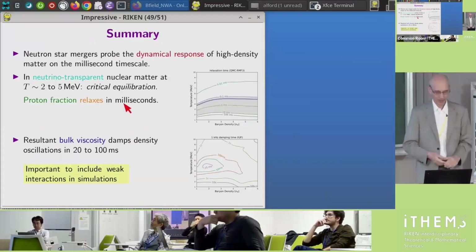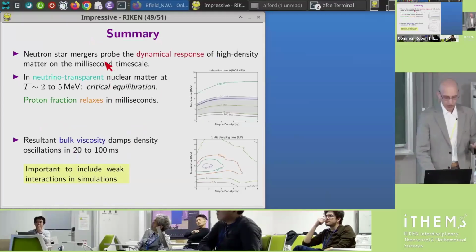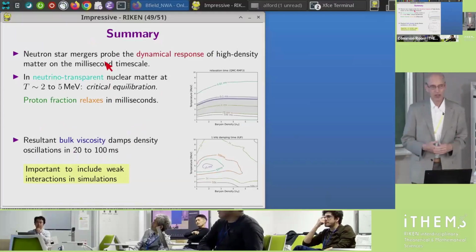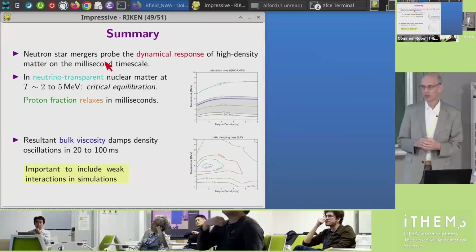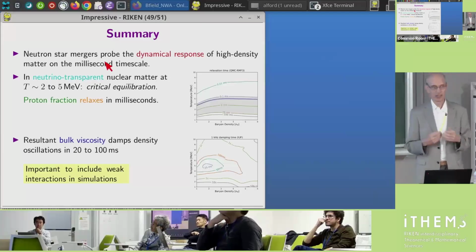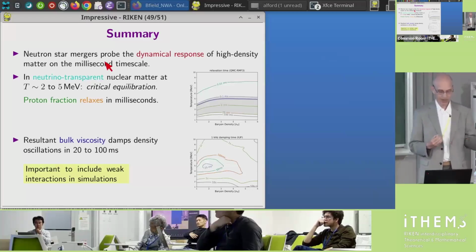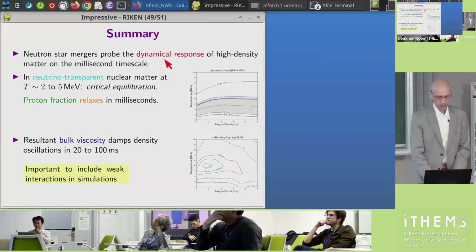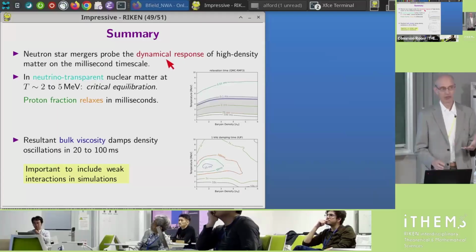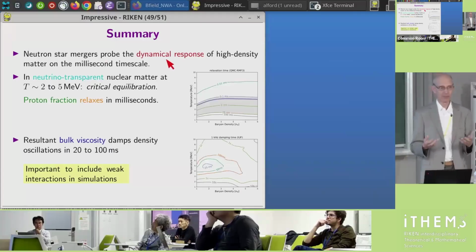of the talk. So the summary is neutron star mergers are interesting because they probe not only a range of temperatures that we don't generally see in single neutron stars or heavy ion collisions. They don't probe that density temperature range. Also, neutron star mergers probe the dynamical response. They've got a time scale, this 1 to 10 millisecond time scale.